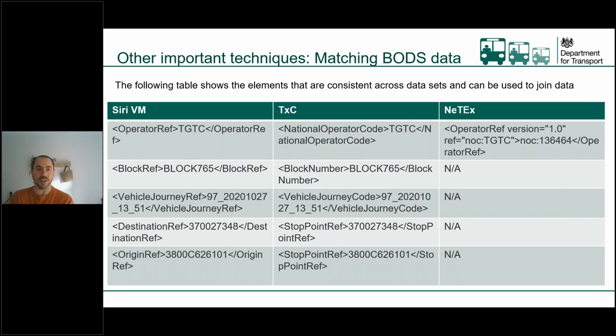Other important data points that are used are destination ref and origin ref. These can help you zero in on information to confirm that your bus is on the right journey. The destination ref aligns directly with the stop point ref in the TransXChange, which will be the last stop on that journey, so you can make sure that the destination ref aligns with the last stop point on that journey in your TransXChange file, and same with the origin ref. So you should be able to use all of these information points to give you confidence that you are looking at the right data to confirm what journey that bus is on.